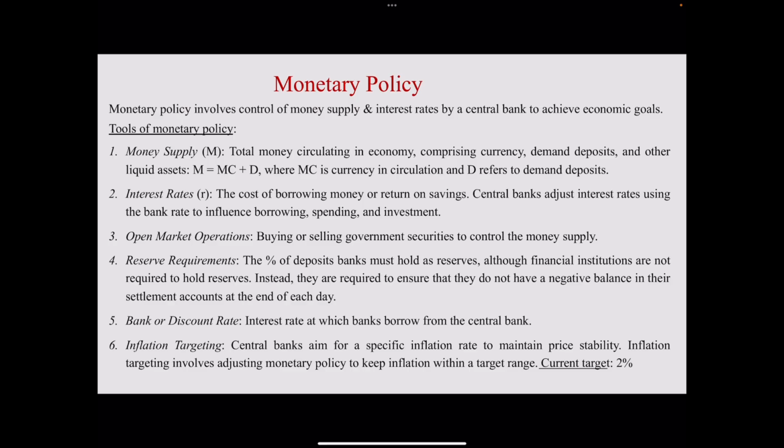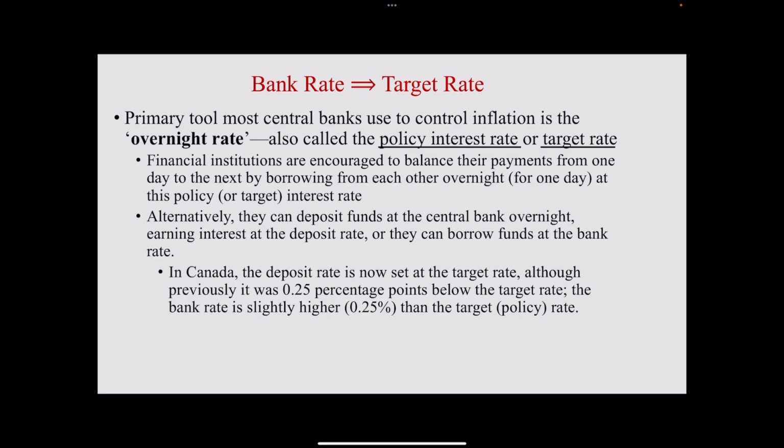Every second month in Canada, the Bank of Canada will make a decision about what the target rate should be. The bank rate is the target rate. The primary tool for central banks to control inflation is the overnight rate, also called the policy interest rate or the target rate. So this gets very confusing, all these different terminologies used to describe the bank rate.